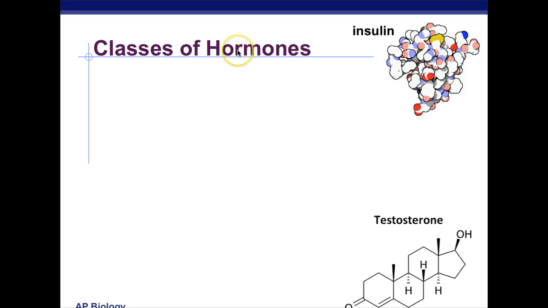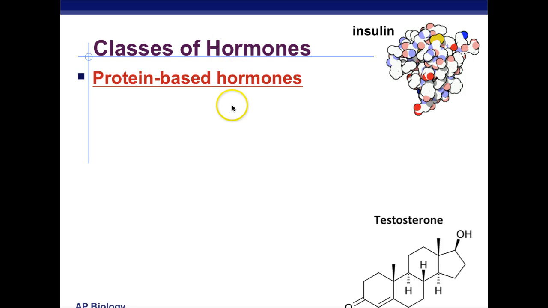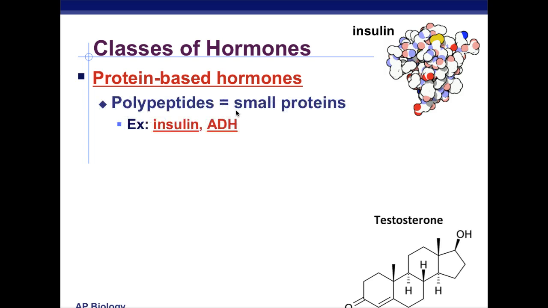So there are classes of hormones. One group of hormones are called the protein-based hormones. So examples of that, protein-based hormones, we have ones that are polypeptides, so very small proteins, things like insulin and our friend ADH, antidiuretic hormone.